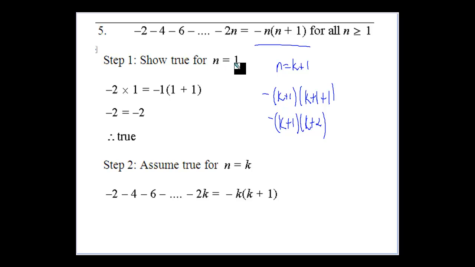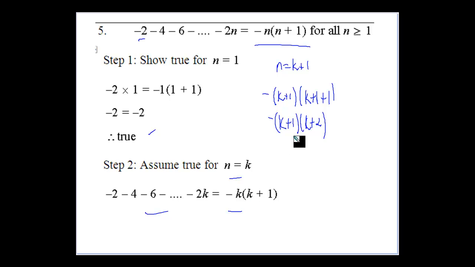Again, we'll start with n is equal to 1. Substitute n is equal to 1 there. Minus 2 times 1 gives us minus 2. We substitute 1 in there and put 1 in there. We get minus 1 times 2, which gives us minus 2. True for n is equal to 1. We make our assumption as true for n is equal to k. So this statement is equal to this statement, and we want to use that later in step 3.